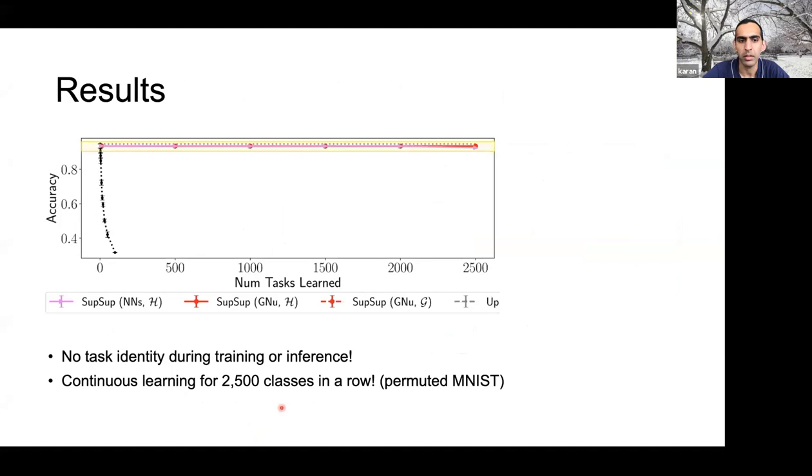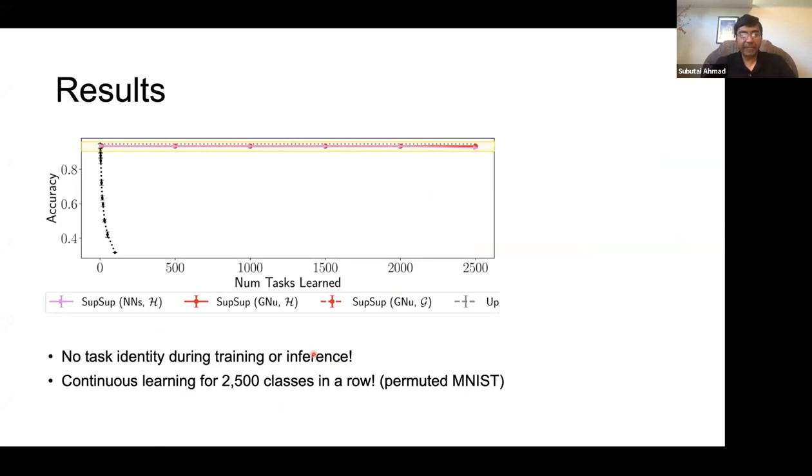Here, they were able to go to 2,500 classes in a row, which is super impressive. But they actually didn't do it on Omniglot. They did it on permuted MNIST, which I believe is potentially a simpler task. But the impressive thing is that there's no task identity during training or inference in this chart. So they're able to handle a wider set of scenarios of continual learning, and even in this case they can go for 2,500 categories in a row.